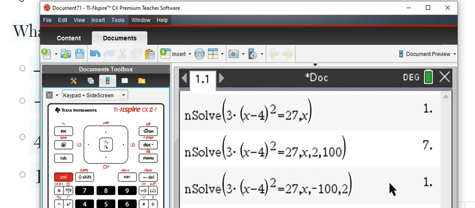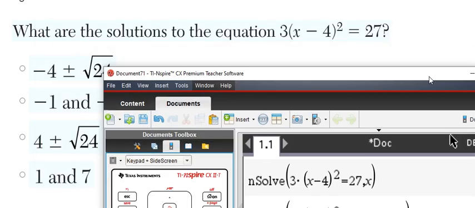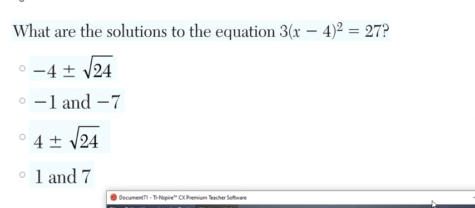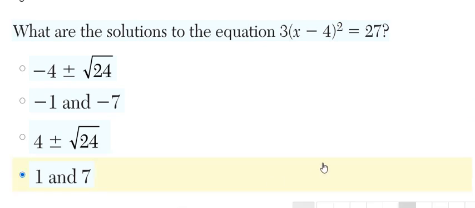So the moral of the story is when you're using NSolve, if you give it parameters of a range you want to look for that missing value, make sure that you put the lower number on the left and the bigger number on the right. So we can't go from 2 to negative 100. We would have to go from negative 100 to 2. And now check our answers. Let's see. Look at number 4, 1, and 7 are the answers. And that's our solution for question number 14.